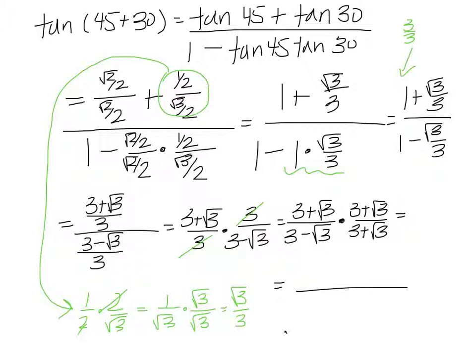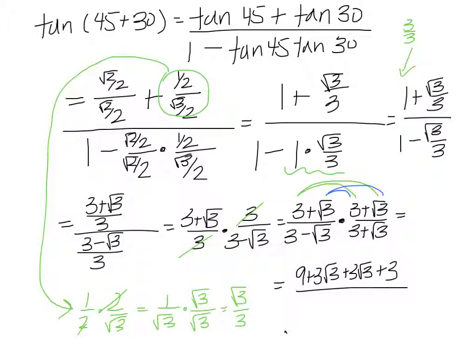Alright, first, 3 times 3, 9. Outer, 3 times the square root of 3, 3 square root 3. Inner, square root 3 times 3, 3 square root 3. Last, square root 3 times square root 3 is just 3.